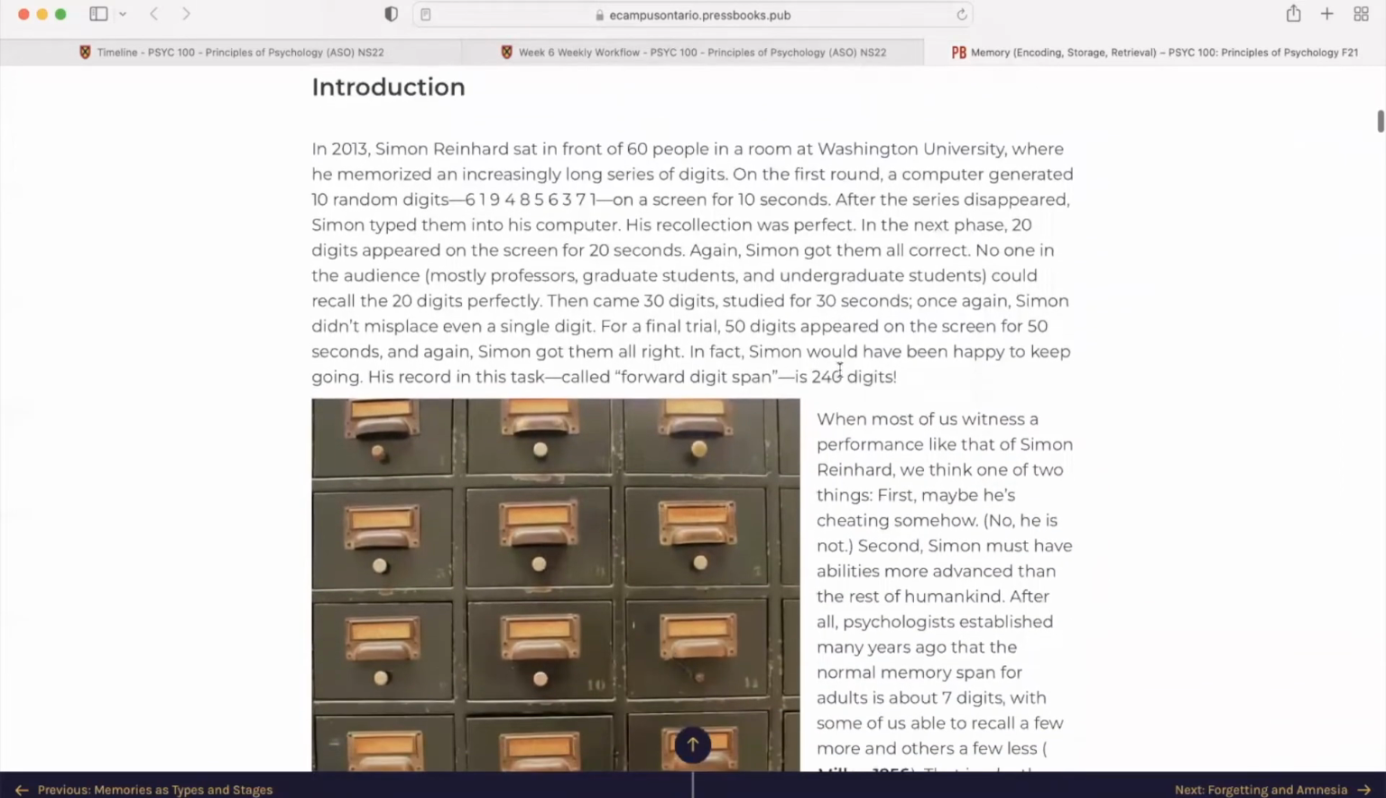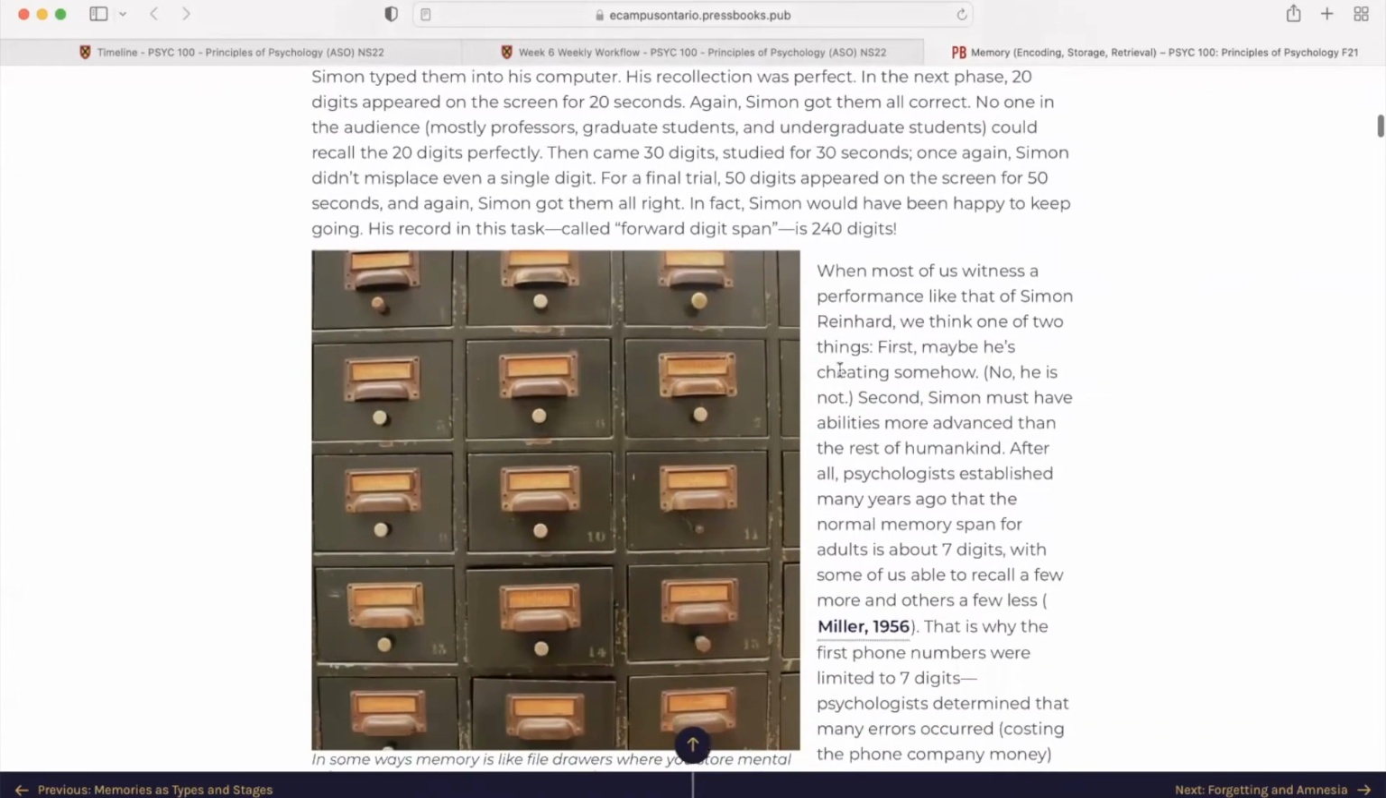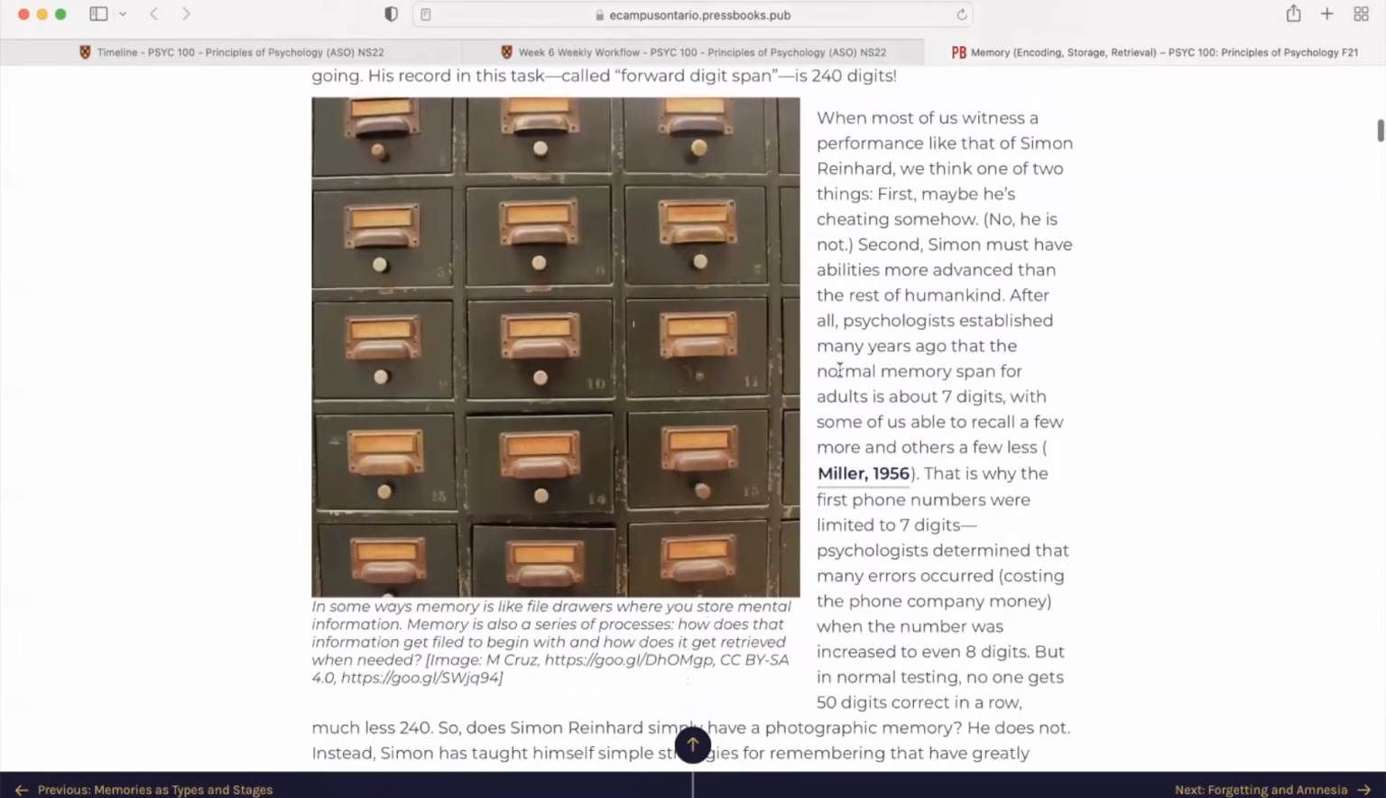Introduction. In 2013, Simon Reinhart sat in front of 60 people in a room in Washington University where he memorized an increasingly long series of digits. On the first round, a computer generated 10 random digits on a screen for 10 seconds. After the series disappeared, Simon typed them into a computer. His recollection was perfect. So perfect that for the final trial of 50 digits appearing on the screen for 50 seconds, again, Simon got them all right. In fact, Simon would have been happy to keep going. His record in this task, called forward digit span, is 240 digits.